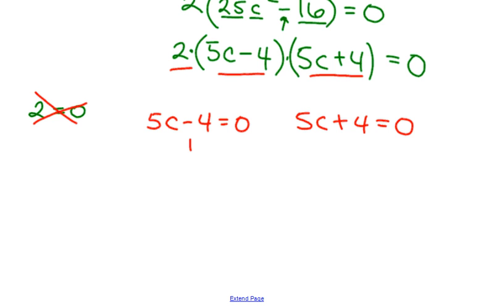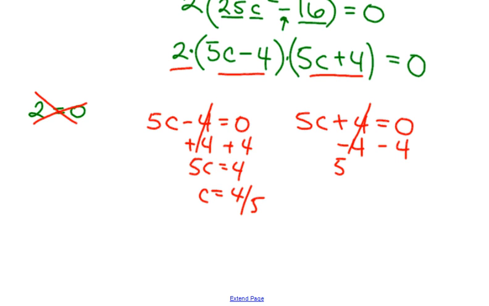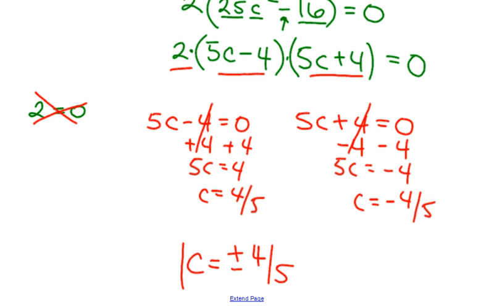Add 4: 5c equals 4, divide by 5, and you get 4/5. Same thing over here, but I'm going to subtract 4, so c equals negative 4/5. To write this, you could write negative 4/5, comma, positive 4/5. But since they're the same number, just positive and negative, you can do a quick shortcut by writing plus or minus 4/5, and that will cover you. Okay, so that is how you solve equations using factoring.